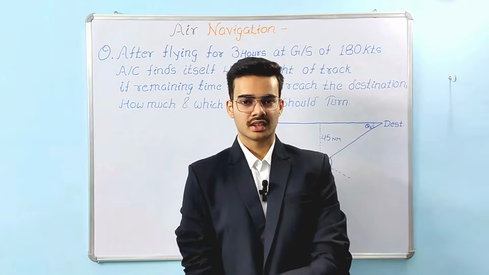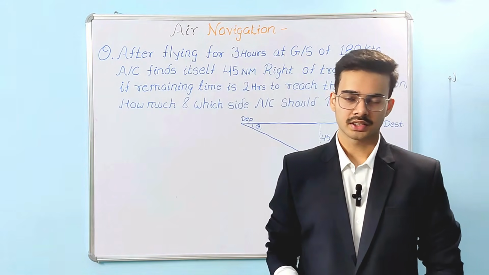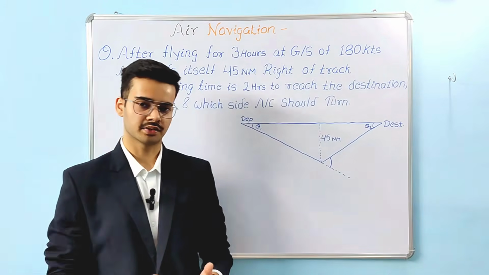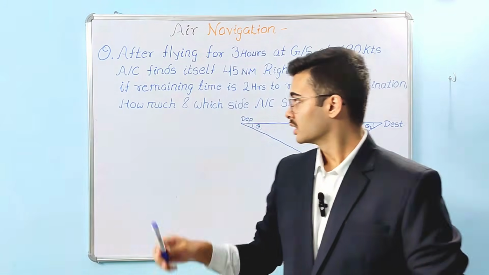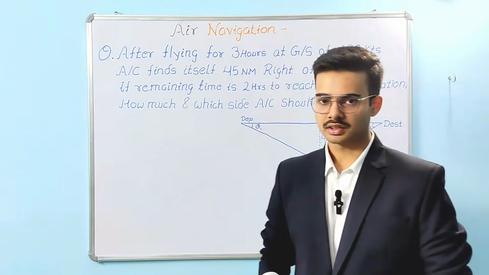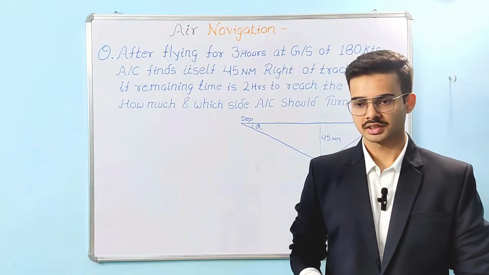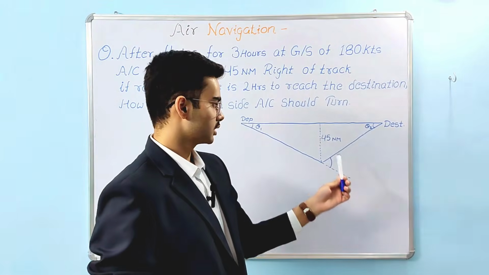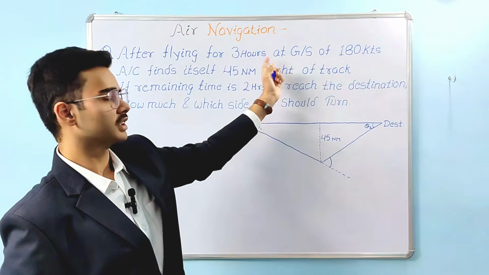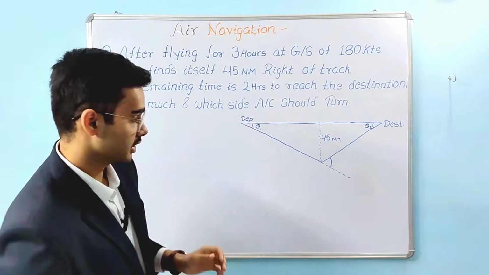So let's begin. After flying for 3 hours at the ground speed of 180 knots, an aircraft finds itself 45 nautical miles right of track. Now, if the remaining time is 2 hours to reach the destination, which side should the aircraft turn and how much? So, first step, draw the diagram. Convert this distance, speed and time into distance. So the question will no more stay a headache.